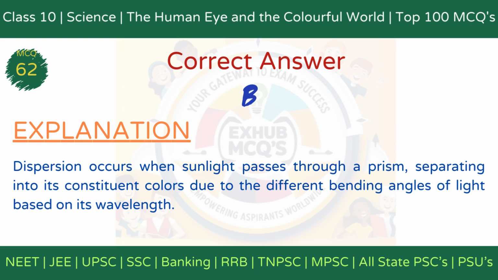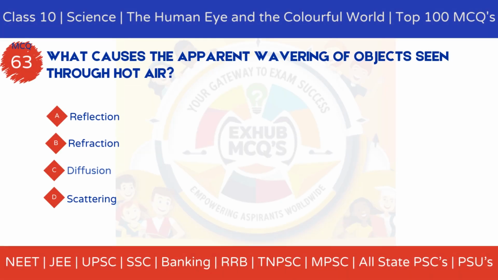MCQ 63. What causes the apparent wavering of objects seen through hot air? Option A, reflection. Option B, refraction. Option C, diffusion. Option D, scattering.